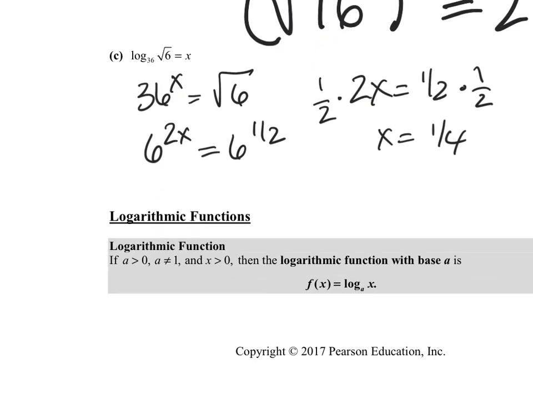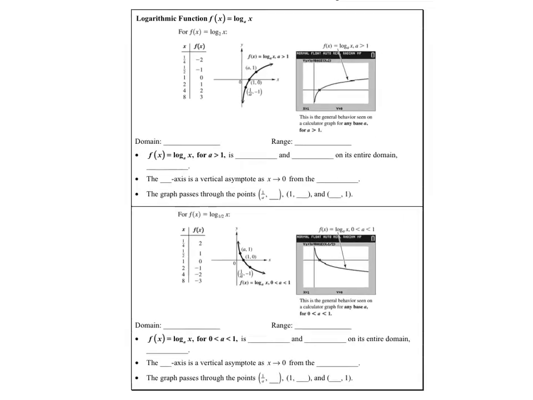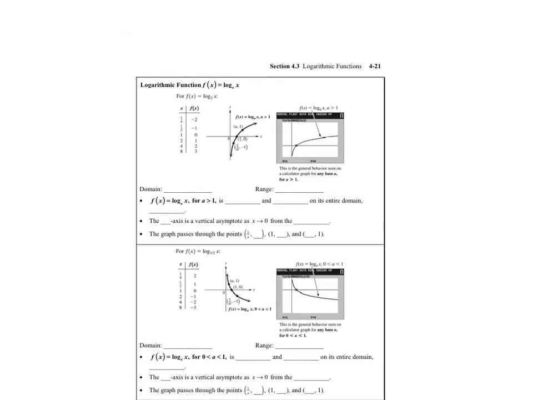So this just gives you a little vocabulary. And then here are the graphs. When you do this on your homework, make sure you pick logarithmic function. The domain of a logarithmic function is 0 to infinity, because it's only in quadrants 1 and 4. The range is negative infinity to infinity.